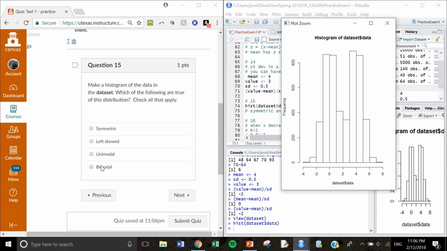Is it bimodal? So something cannot be both symmetric and skewed. We have to pick one or the other. Something cannot be both unimodal and bimodal. We have to pick one or the other. So is this symmetric or left skewed? It looks pretty symmetric to me. It looks basically identical on each side. So this is symmetric. And then, is it unimodal or bimodal? Is there one hump, or is there a hump and then a gap and then another hump? And this is bimodal because there's this gap in the middle of these two peaks.